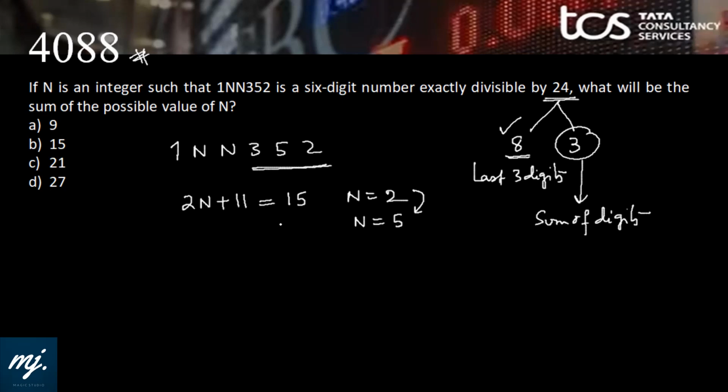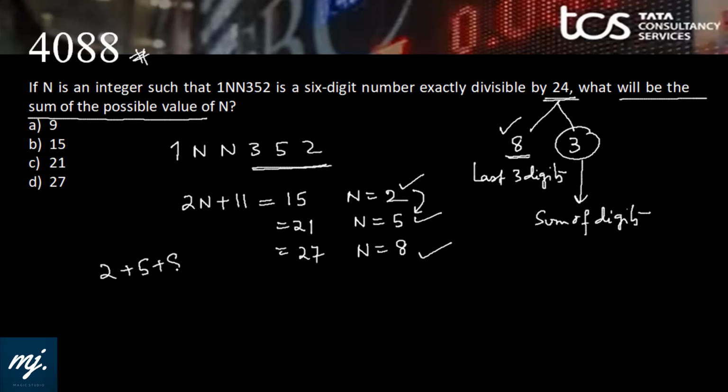We can check here. 2 into 5 is 10. 10 plus 11 is 21. We can have n equal to 8. 16 plus 21 is 27. But when we add 8 plus 3, that is 11, that is not possible because n is a single digit number. So possible values of n are 2, 5 and 8. Now the question is, what is the sum of all possible values of n? That would be 2 plus 5 plus 8, and that is 15. Option B.